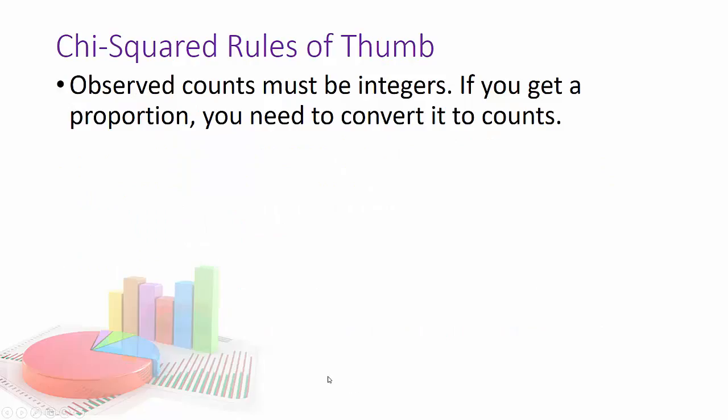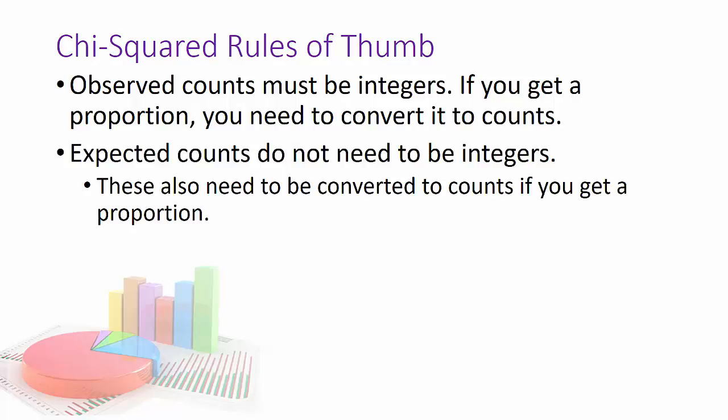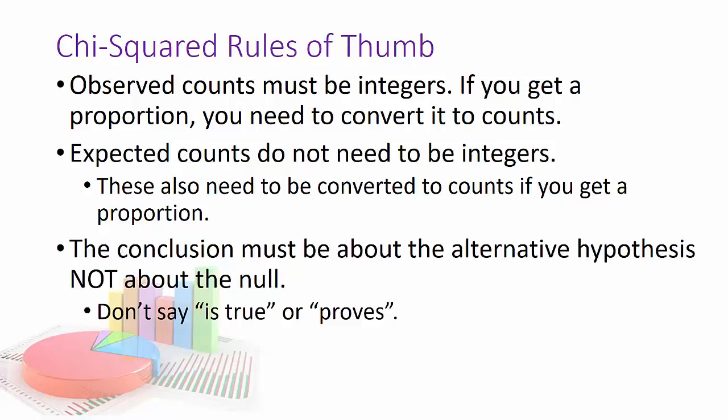Now, some rules of thumb. When you're doing this in your calculator, the observed counts must be integers. If you get a proportion, you need to convert it to counts. And if it's observed, it needs to be an integer. Expected counts don't need to be an integer. But if you get a proportion, you also need to convert that to counts. And be careful, the conclusion must be about the alternative hypothesis, not about the null. And remember, never say is true or proves in your conclusion.